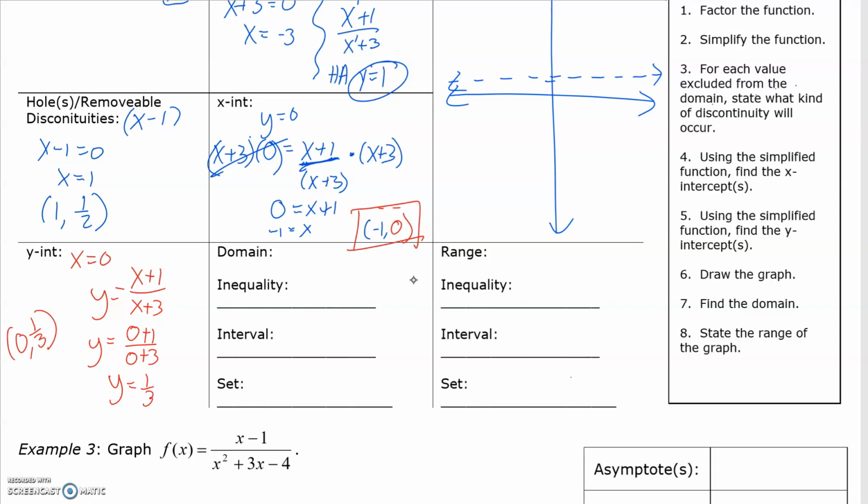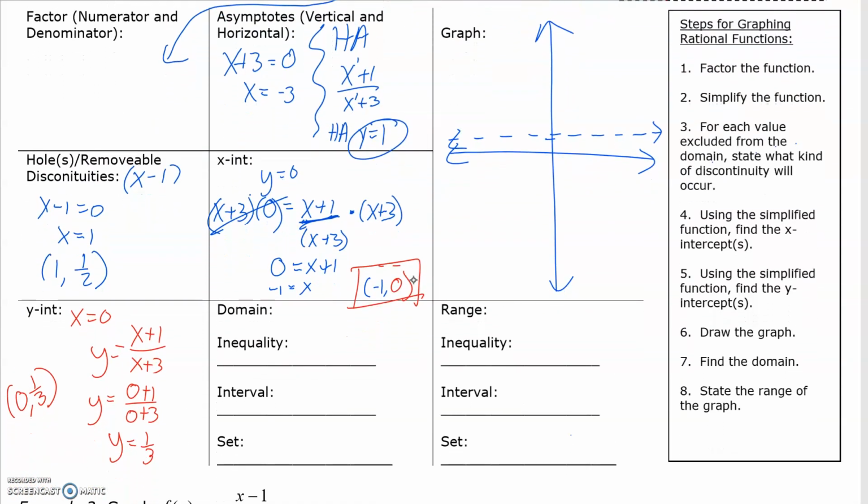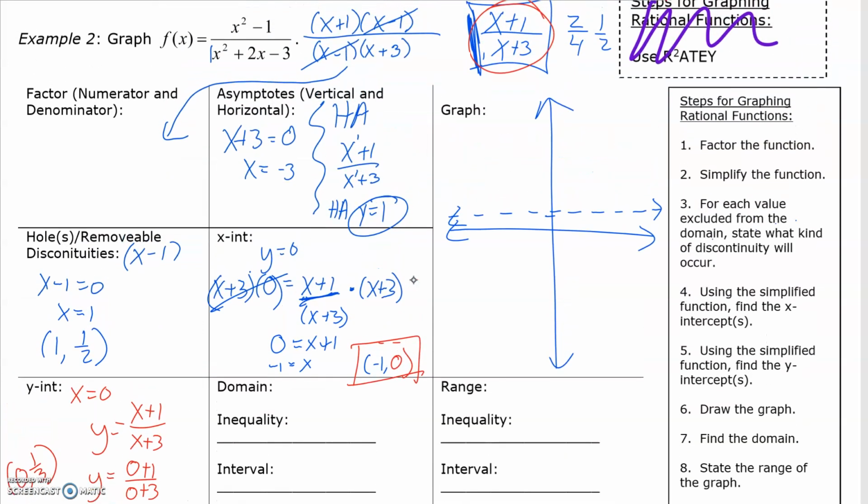Now, when we're talking about domain and range, it's best to go ahead and graph it. We can test a few points if we'd like. I already know my horizontal asymptote is here, and I already know the x-intercept is (-1, 0). That's where it's going to cross the x-axis. The y-intercept is where x is 0 and y is 1/3.